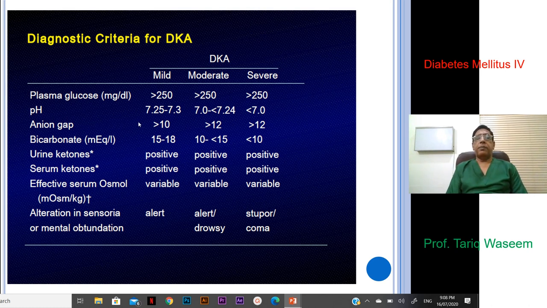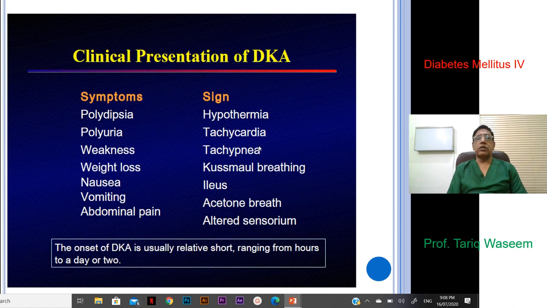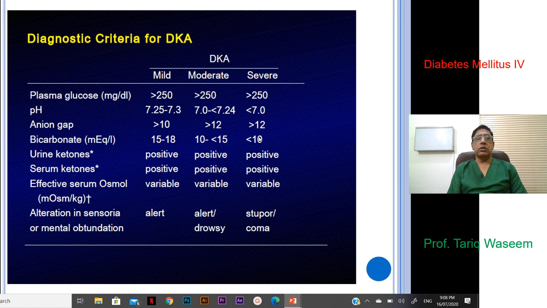The anion gap usually is widened in patients with diabetic ketoacidosis. So when it is more than 10, it is mild. When it is up to 12, it is moderate. And more than 12, it would be severe. Similarly, a bicarbonate of less than 10 milliequivalent per liter would be suggestive of severe ketoacidosis. Of course, ketones would be positive in all three conditions, both in urine as well as in serum.